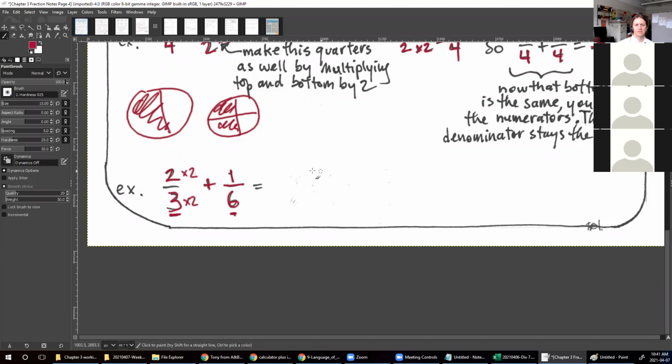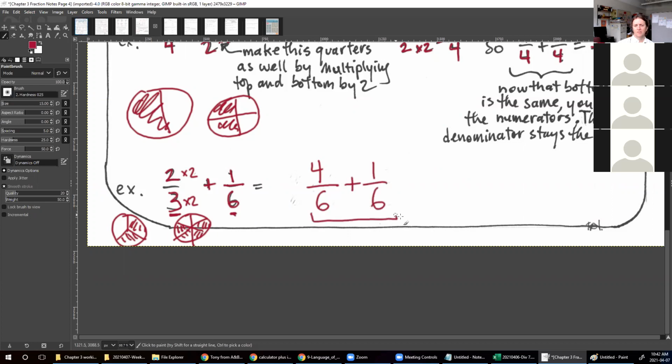All right, so 2 times 2 is going to be 4. And 3 times 2 is 6. That makes sense. If we have 2/3, see if I can make my pizza right. 1, 2, 3, 4. Same thing, it's just more pieces, that's all. So if you multiply 2 times 2 gives you 4, and 3 times 2 gives you 6. And this one I don't have to change because it's already 1/6.